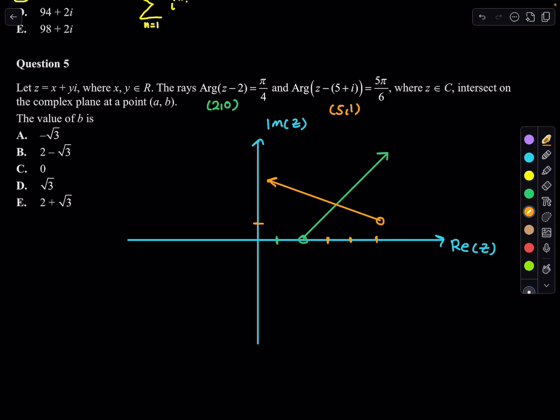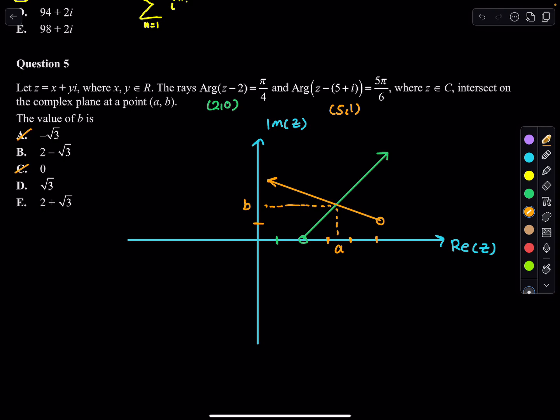And you can see that they intersect at this point right over here. That's your point of intersection. Of course, that's your a value, and the y value is your b value. So we're looking at the b value. Now, we can straight away see that the b value has to be positive. It's above the x-axis, of course, the real axis. So it's not A, it's not 0. And yeah, so what would it be?